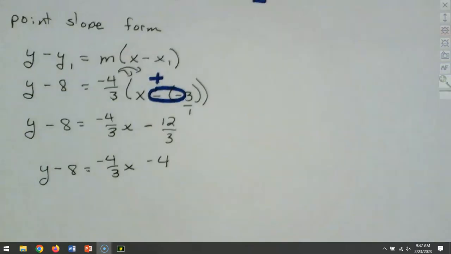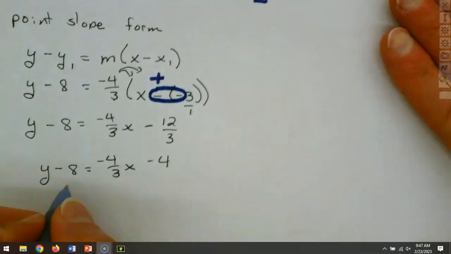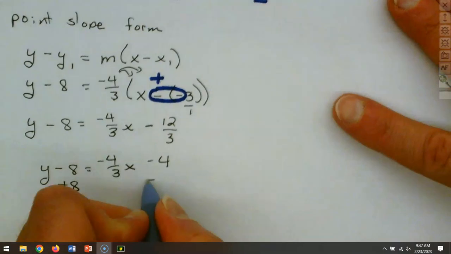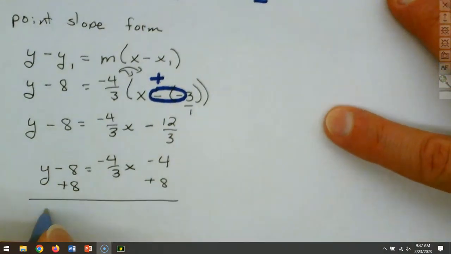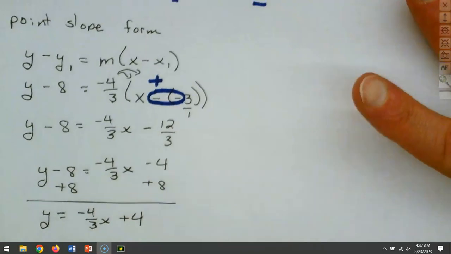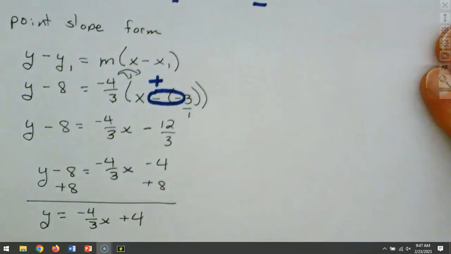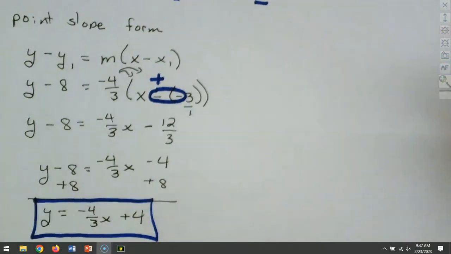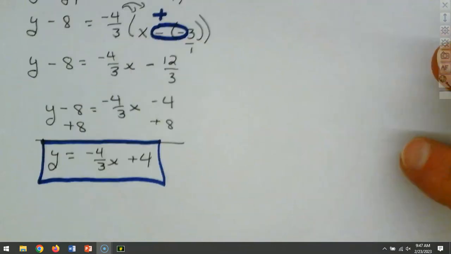So we don't have to clear that fraction out because all we need to do is what? Add the 8 over, and then we've got it. So this is in slope-intercept form here, and minus 4 plus 8 makes it a positive 4. That is the answer for that.